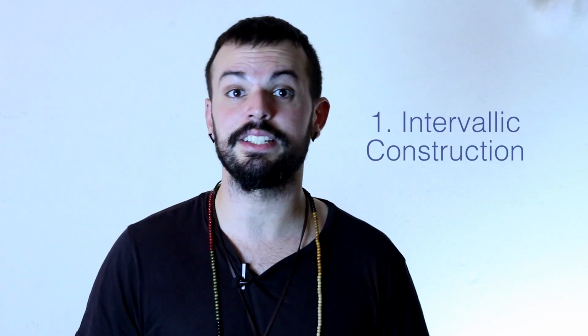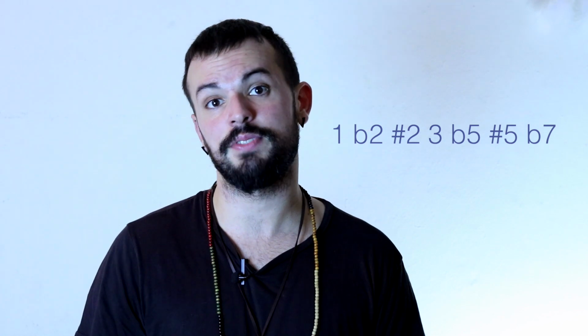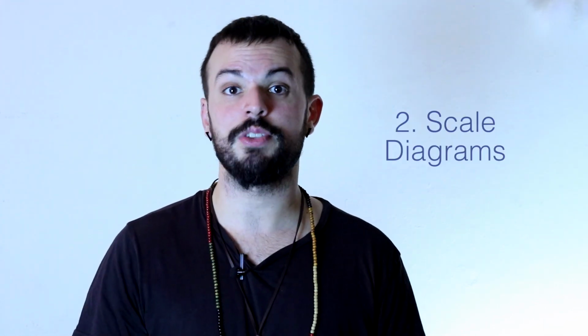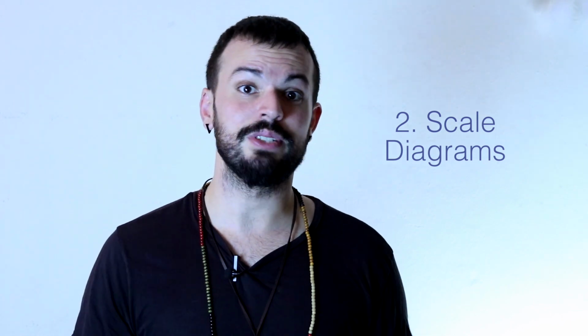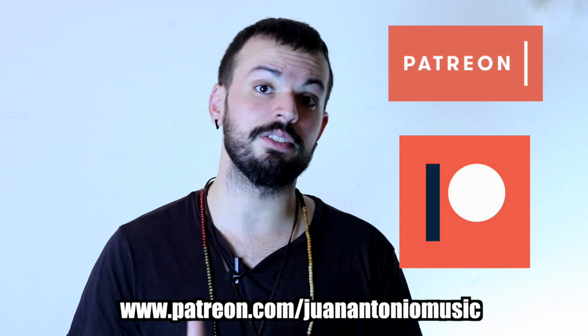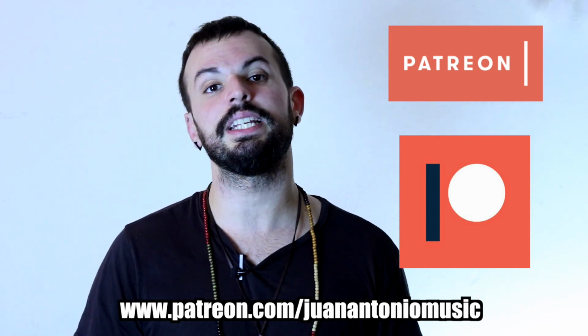Now there's a whole bunch of different ways where you can learn this scale. The first way of learning it is just by looking at the intervallic construction. Like I said before, it's 1, flat 2, sharp 2, 3, flat 5, sharp 5, and flat 7. And then just applying those notes, those different intervals, all over the fretboard. The second way of learning it is through scale diagrams. And to get those, you can actually go over to my Patreon account, go into the interactive YouTube experience, and I'm going to be uploading the different scale diagrams over there, so you can find those over there.